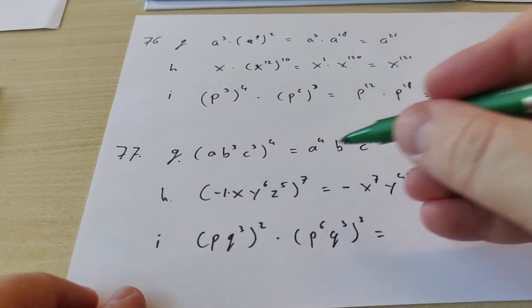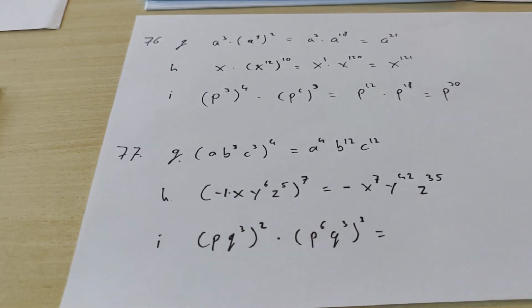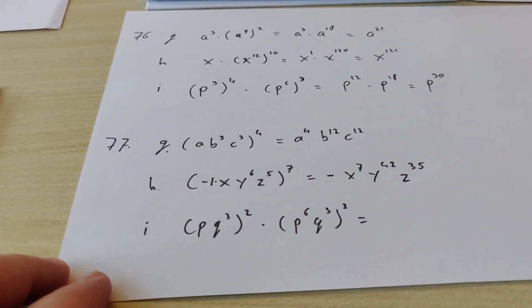And then we have z. 5 times 7 is 35. So this is your answer: minus x to the power of 7, y to the power of 42, z to the power of 35. Then we're going to 77i.